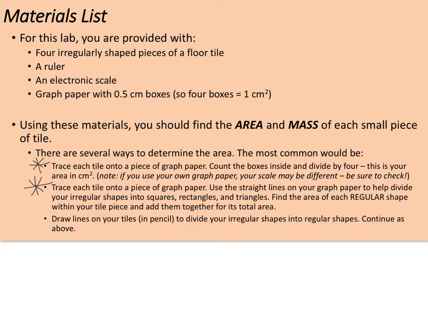The third most common option would be just drawing lines directly on the tiles and following the directions as above. So dividing your irregular shapes into regular ones and finding the total combined area.